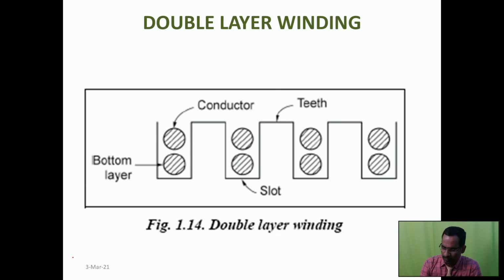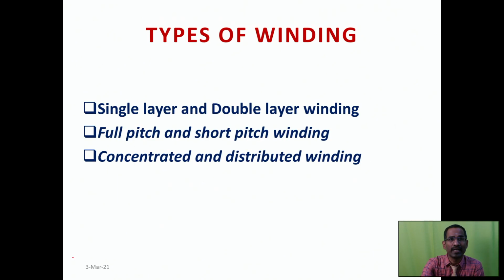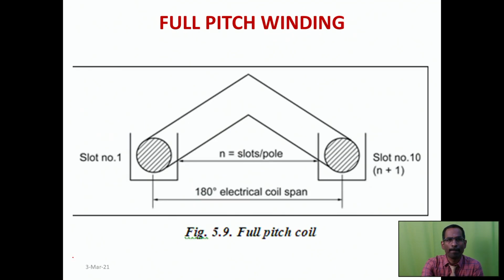Next, we'll move to the next category. What is our next category? Full pitch or short pitch winding. Come to this. I already told you that if I am having 36 slots, 4 poles, then the pole pitch is 9. Okay, right.